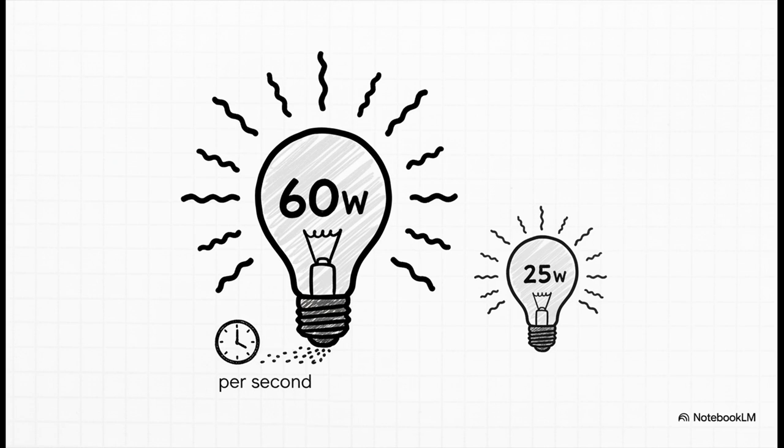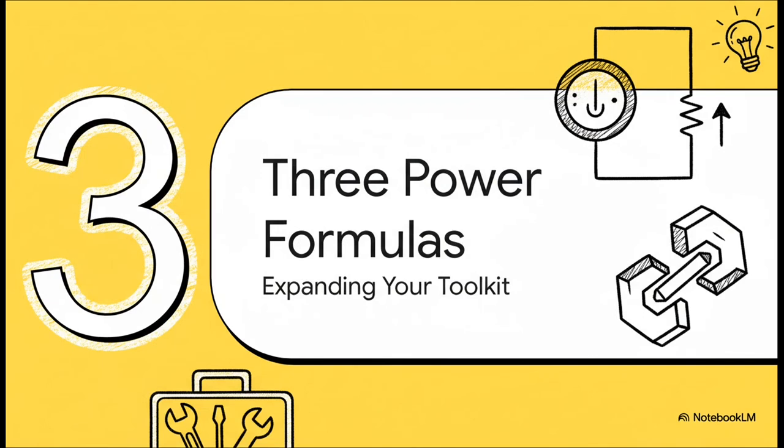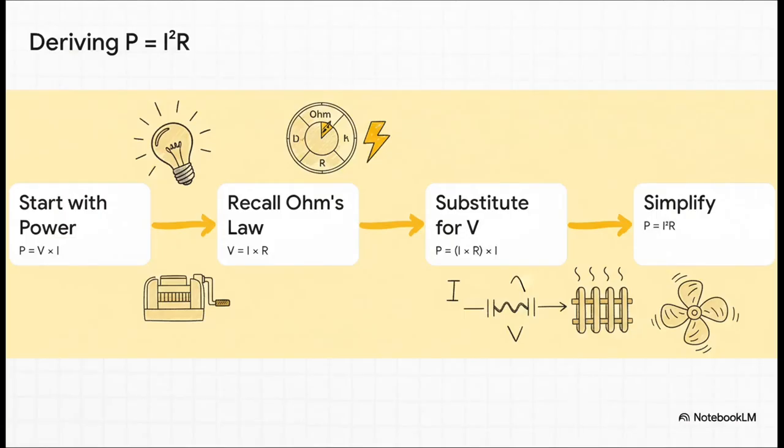energy being used. Okay, so P equals V times I is a fantastic start, but we can actually expand our toolkit. By combining that formula with our old friend Ohm's law, we can unlock 2 more incredibly useful ways to calculate power. Now, watch how this works. It's actually kind of neat.